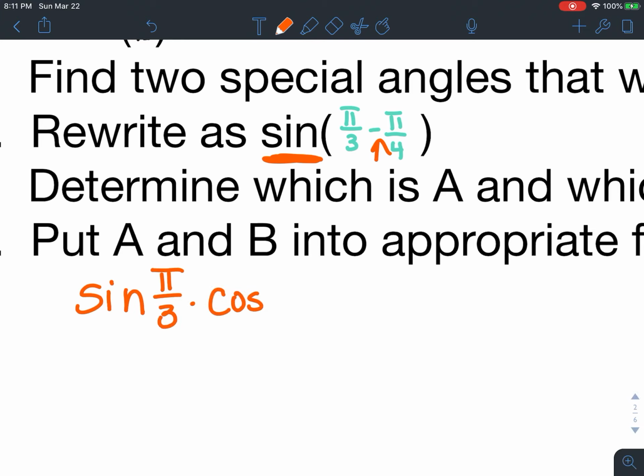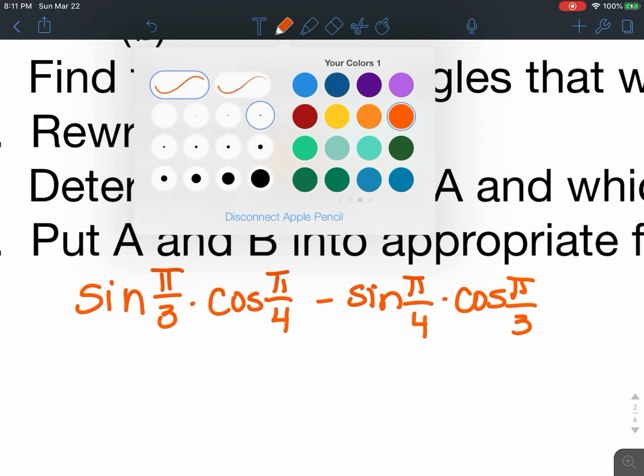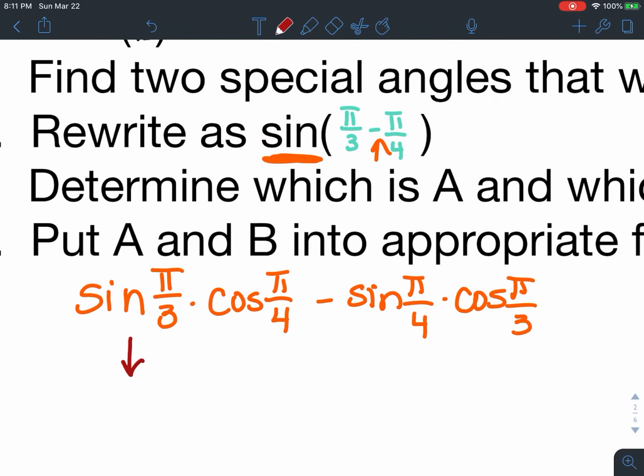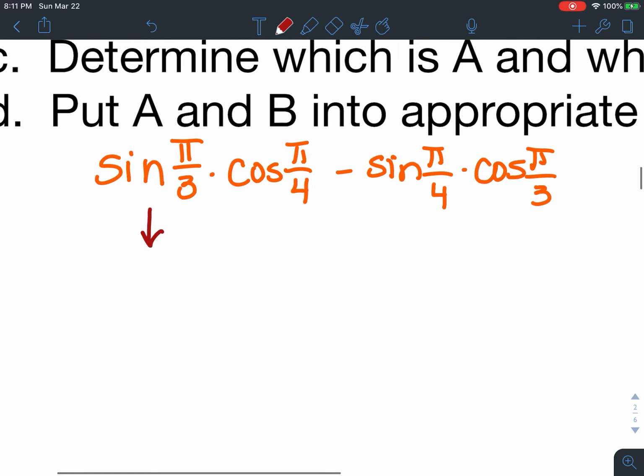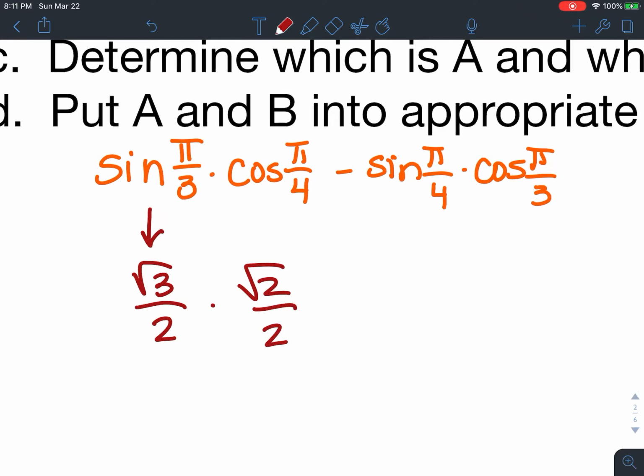Sine pi over 3 times cosine pi over 4 minus sine pi over 4 times cosine pi over 3. Let's see what we get from this. So the sine of pi over 3 is radical 3 over 2. Cosine of pi over 4 is radical 2 over 2.